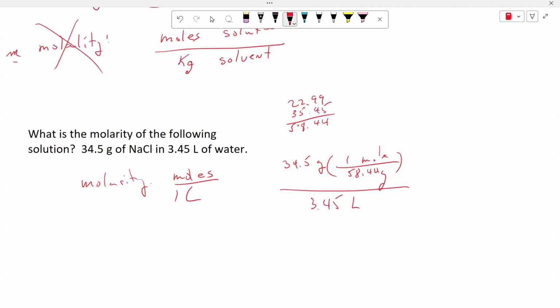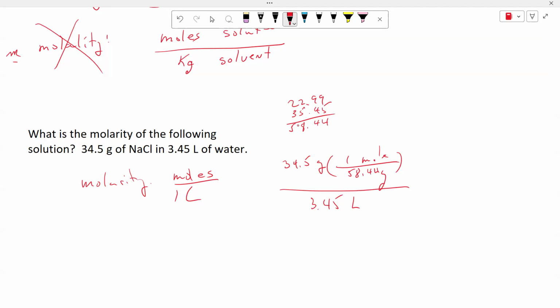Okay, so to do this little quickie, now you can do this two ways. The way I do it is I go 34.5 divided by 58.44 divided by 3.45, enter. Okay, you can also do it in two calculations. You can do the top calculation, write it down, or store it internally, then divide again. Or you can do it in one deal like I just did.